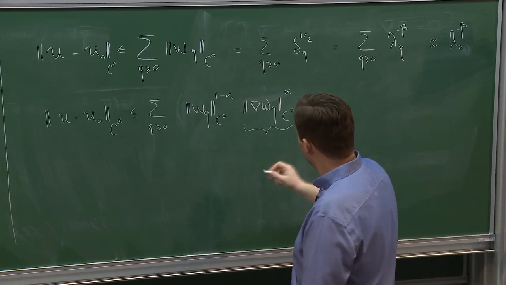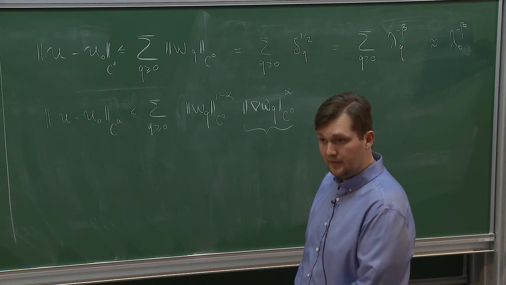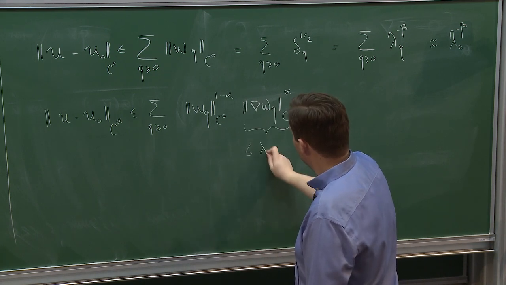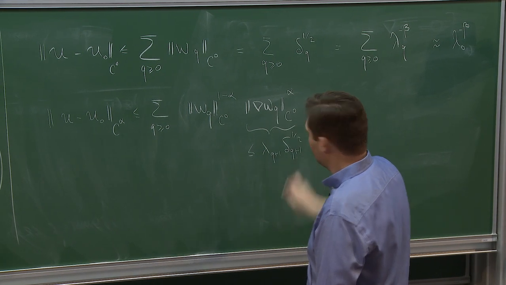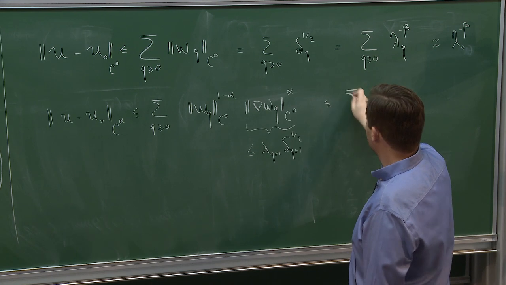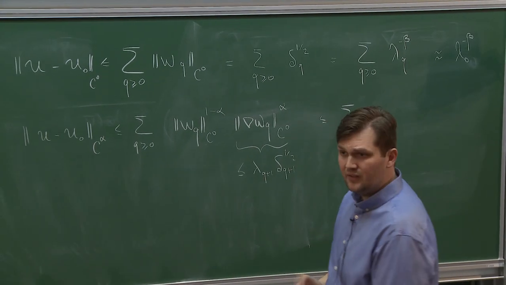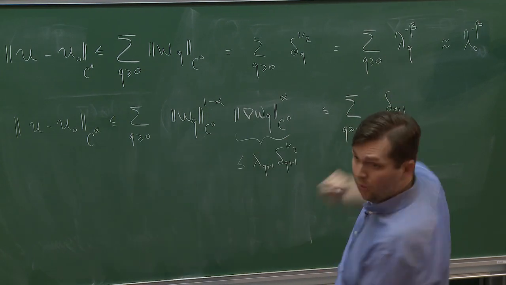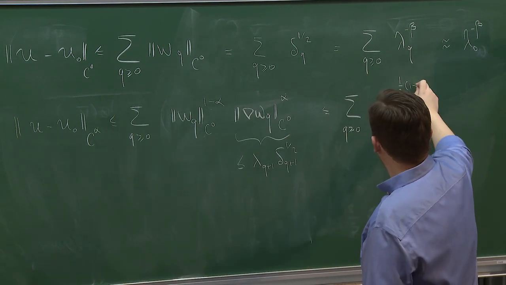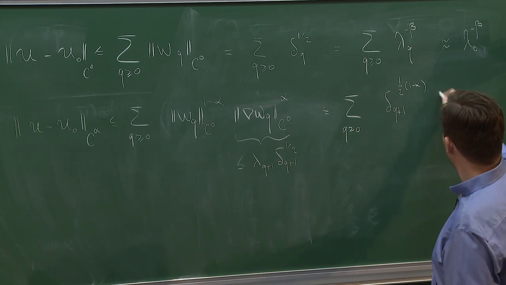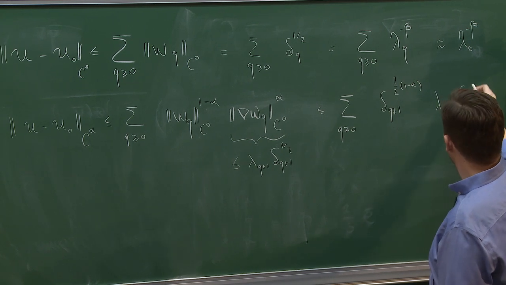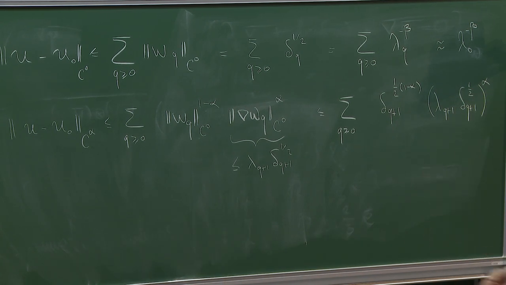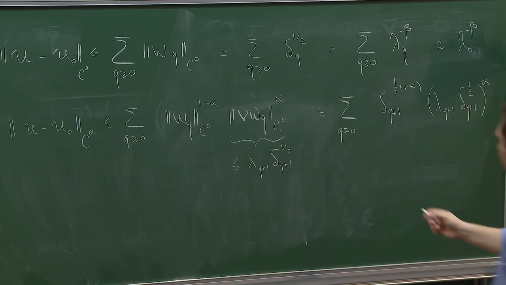W is less than gradient of uq plus 1 minus gradient of uq. Gradient of uq plus 1 costs more. So this is going to be less than lambda q plus 1, delta q plus 1 to 1 half. So in total, this will be less than sum over q positive. This in C0 is tiny. It's delta q plus 1 to the 1 half, according to my inductive scheme. So it's a half of 1 minus alpha. Whereas this costs lambda q plus 1, delta q plus 1 to the 1 half to the power alpha. Okay, so just interpolation.